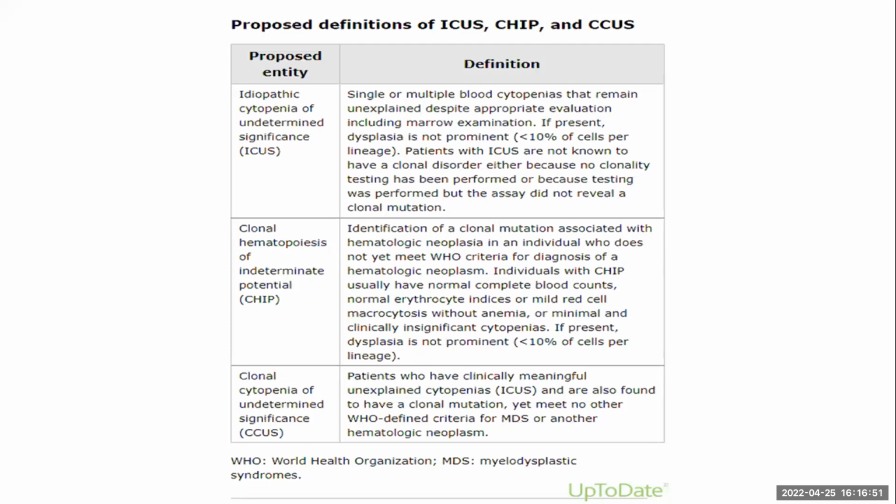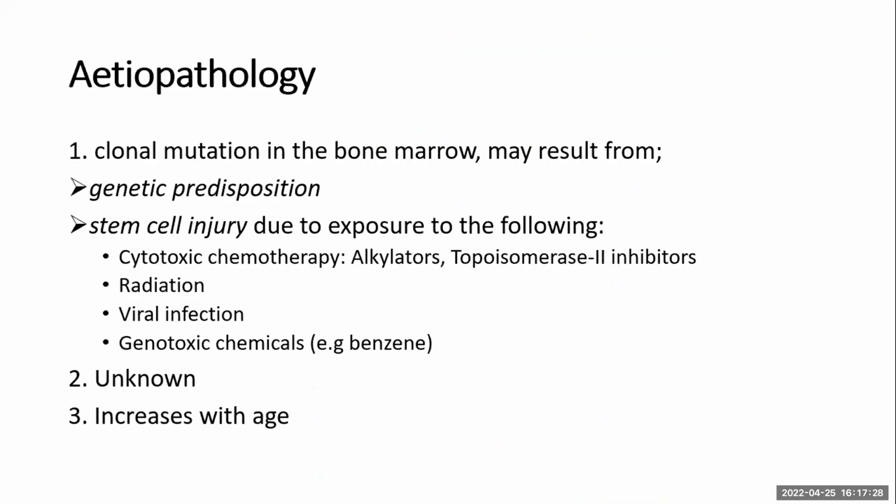And then when you look at clonal hematopoiesis of indeterminate potential, here there is clonality, but there isn't enough to define the entity as a myeloid malignancy. And then in terms of clonal cytopenia of undetermined significance, probably the worst of the three, here there is clonality with cytopenias, but again, the disease does not meet the defining criteria for a myeloid malignancy, but this has a higher incidence of progression into myeloid malignancies, whether MDS or acute myeloid leukemia.